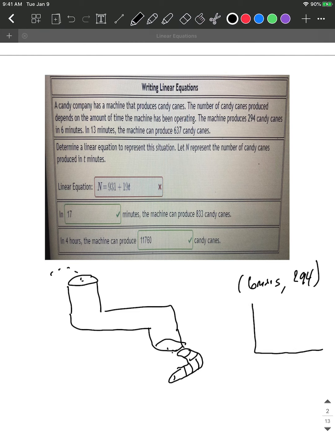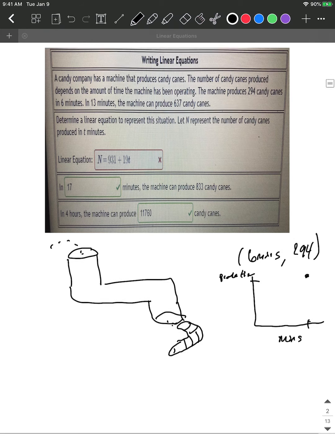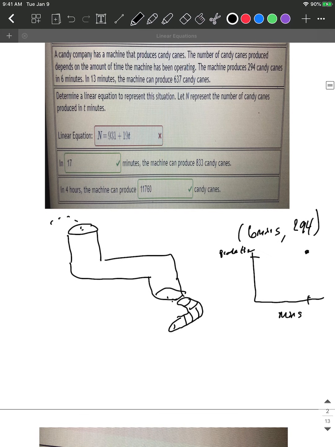So the idea is that I'm going to have minutes as my x and the production as my y, because it leaves me with more information. It tells me, oh, I've got 6 minutes on the machine, I can produce 294 candy canes. So that's the way we're going to structure our idea behind this problem. So we have (6, 294) as one coordinate point. This itself is one point.